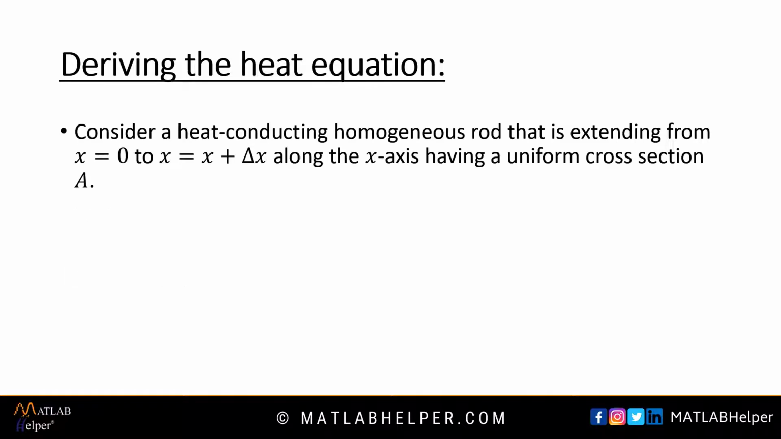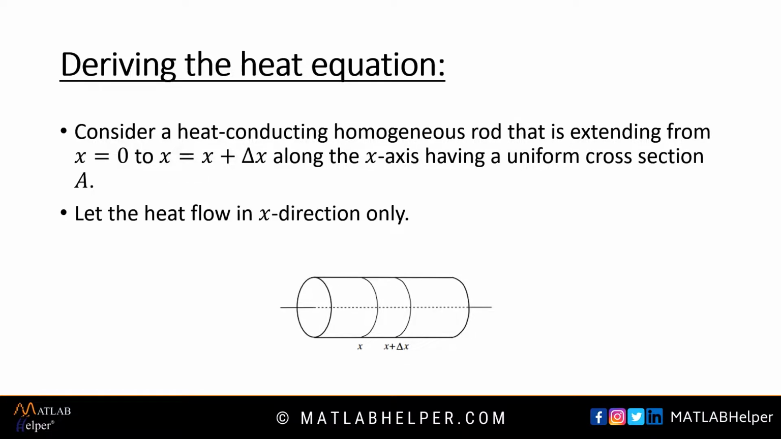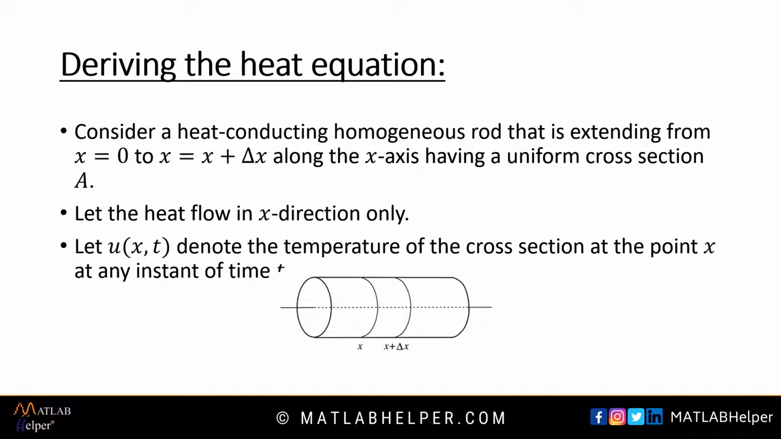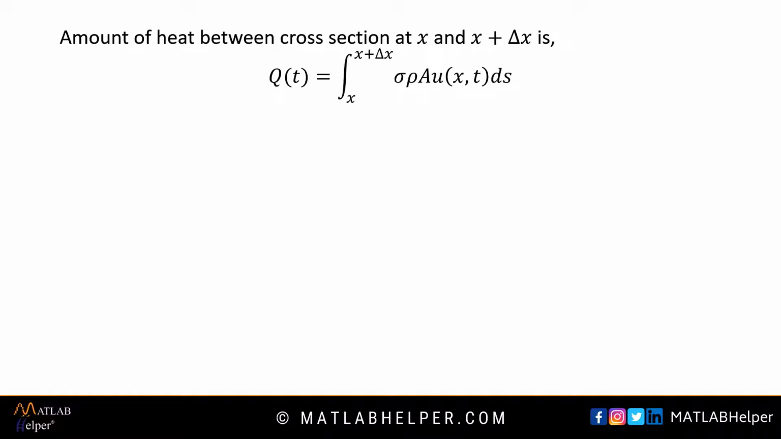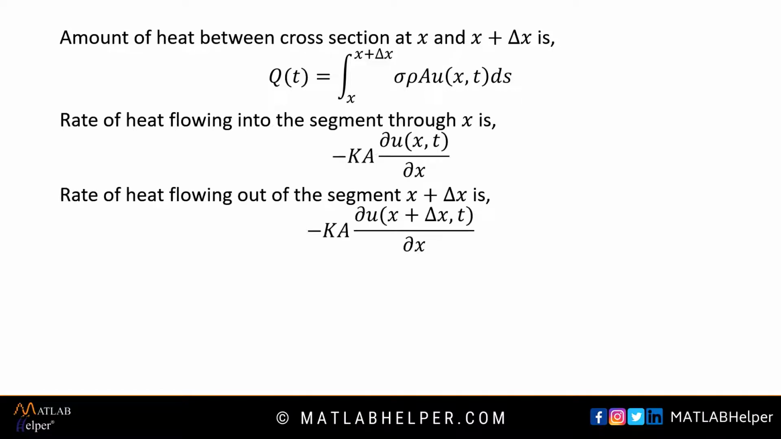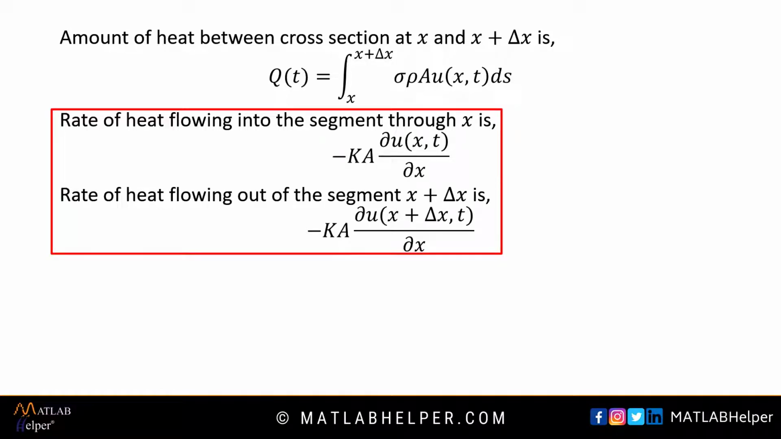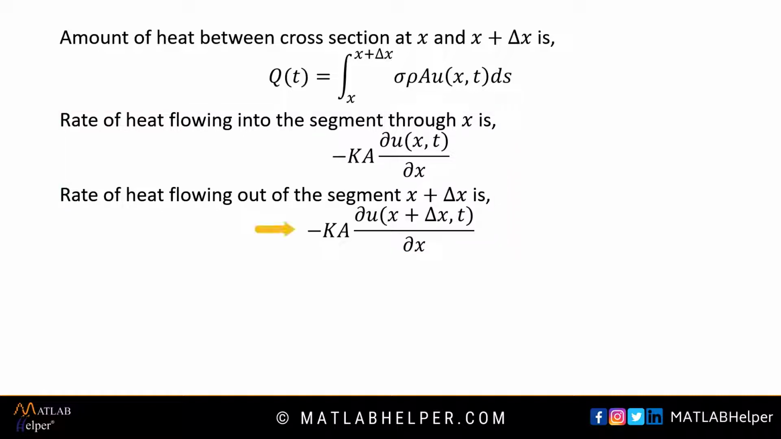So consider a heat conducting homogeneous rod that extends from x equal to 0 to x plus delta x with a cross section area A. The temperature between the cross section is the function u(x, t). The amount of heat between the cross section is the definite integral of sigma rho A and u(x, t). These two equations show the rate of heat flowing into the rod and the heat flowing out of the rod. The negative sign indicates that the heat is flowing in the direction of decreasing temperature.